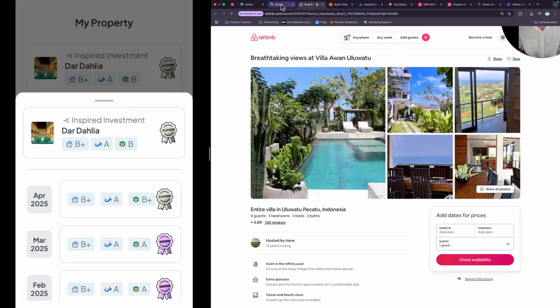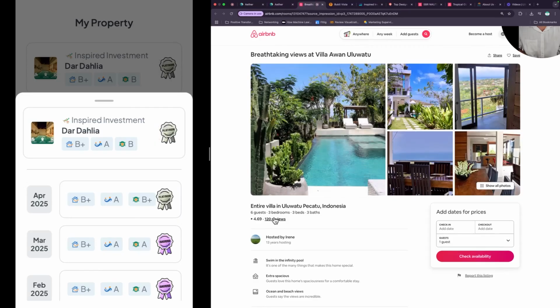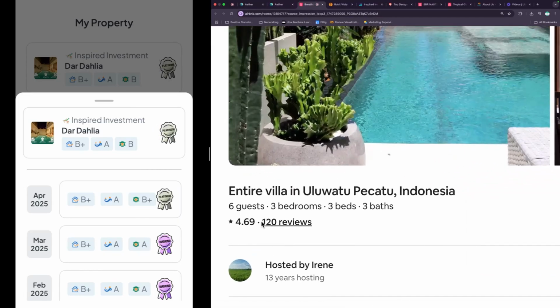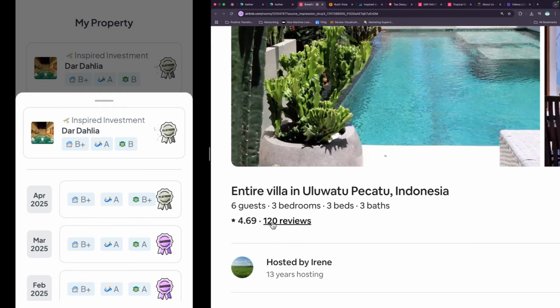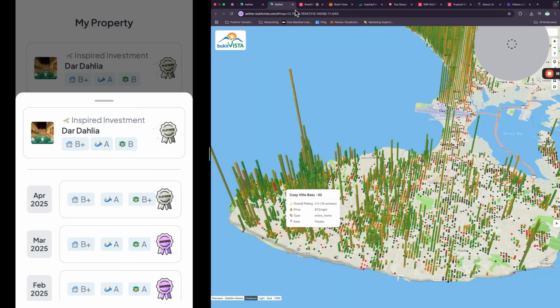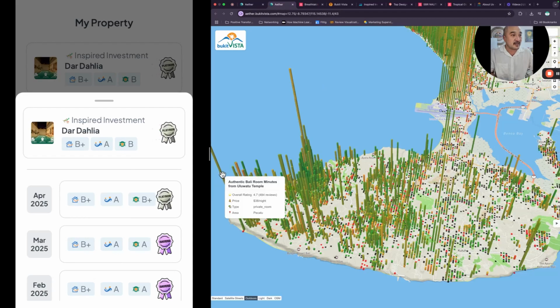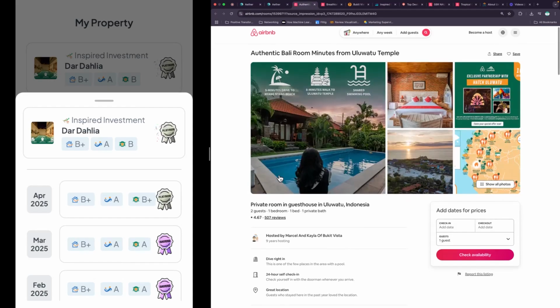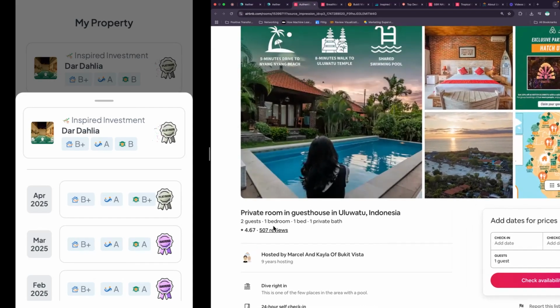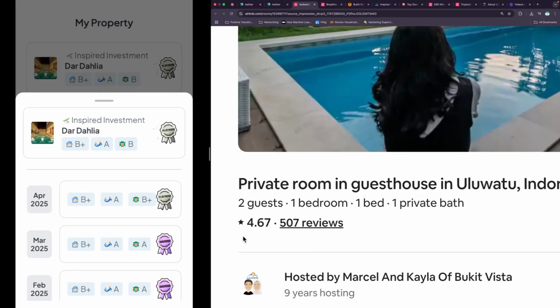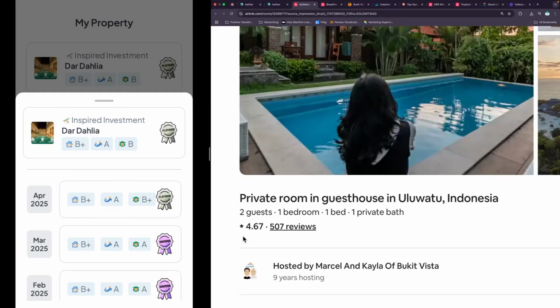But based on this data, we can dive inside and see a few properties and the number of reviews associated with them. For example, this one that I just clicked on has 120 reviews and has a moderate height. Those that have extremely tall heights, such as this one, a Bukit Vista managed property near Uluwatu, are extremely tall and have 507 reviews at a 4.67 score. So pretty green, but very tall.